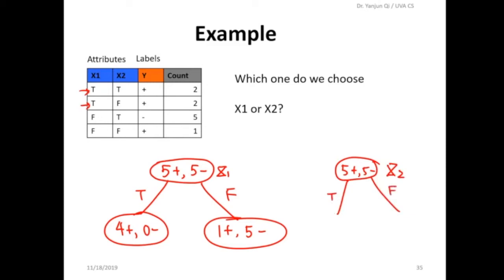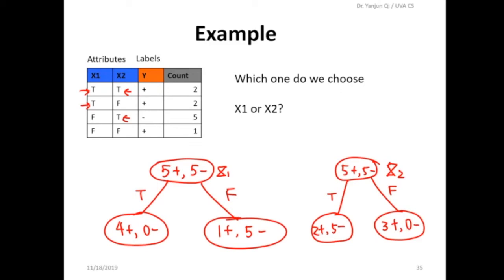For the true, for the yes, for the no, and then if I'm using x2, x2 is the truth, so it's 2 positive, 5 negative. And if x is false, what I get is 2 positive, 3 positive, 0 negative. Okay, so no calculation.